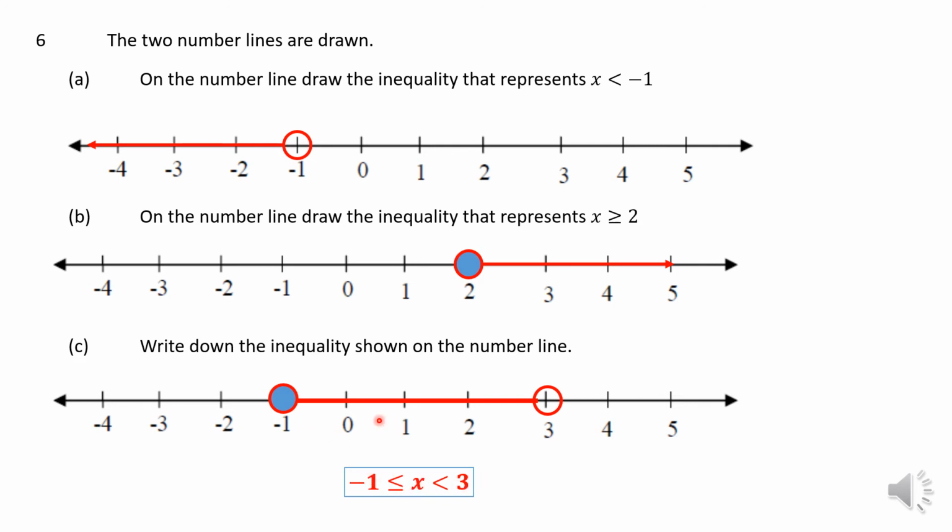And for all these numbers, -1, 0, 1, 2, if it's integers we are talking about, positive whole numbers, negative whole numbers, and 0, then we are referring only to the numbers -1, 0, 1, and 2, but not 3.